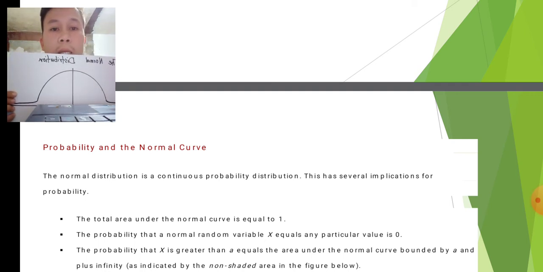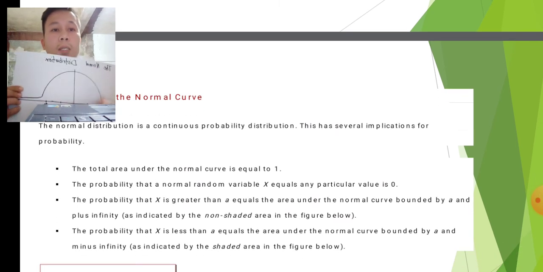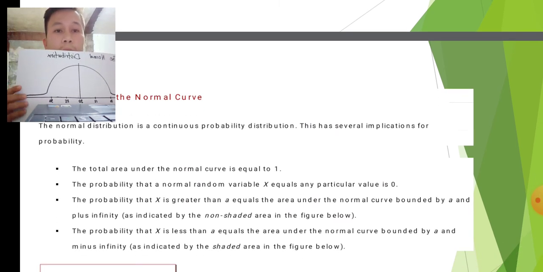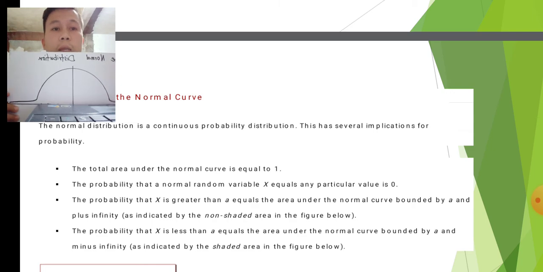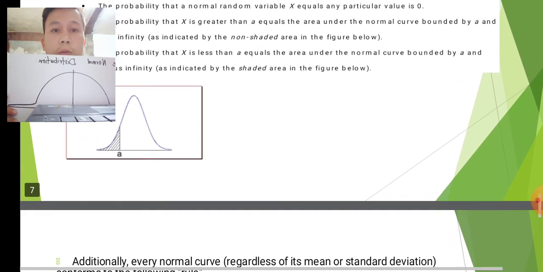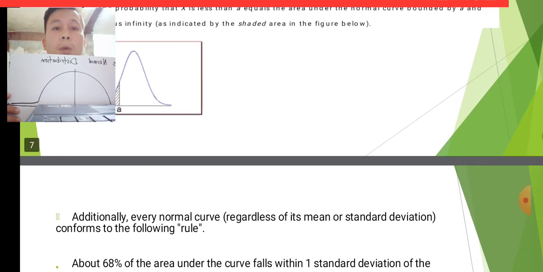The probability that a normal random variable x is equal to a particular value is 0. The probability that x is greater than or equal to a equals the area under the normal curve bounded by a and plus infinity, as indicated by the non-shaded area in the figure below. As you can see.